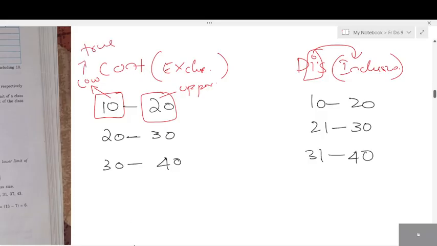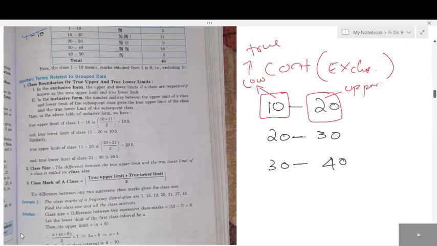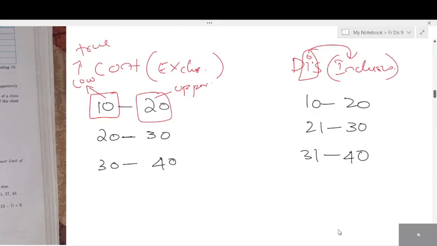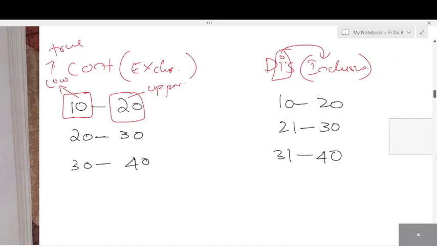What do you call? Can you see here? Read the first one. In the exclusive form, the upper limit and lower limit are also known as what? True upper limit and true lower limit. Remember this. Only for exclusive form, we also call it as true upper limit and true lower limit. But for discontinuous form, you have to convert it, students. You don't call 10 as lower limit, 20 as upper limit. First, you have to convert it.